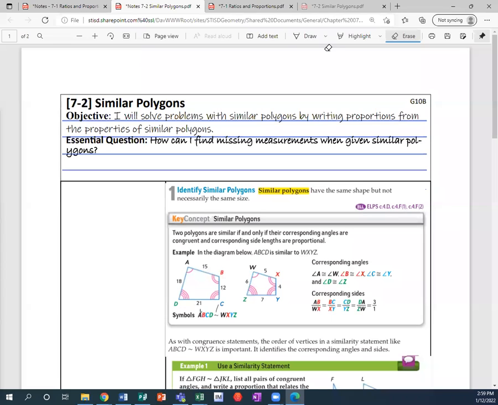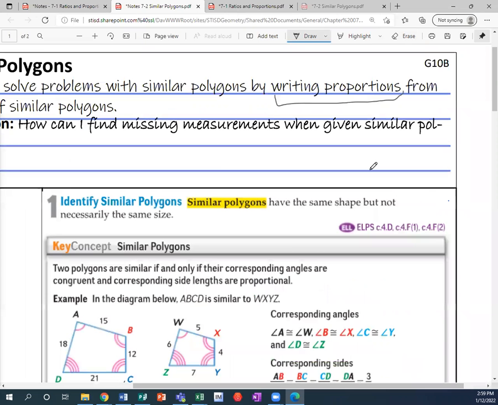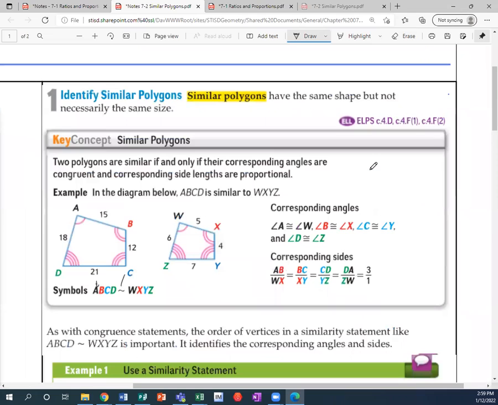So for section 7.2, we are going to be solving some problems with something called similar polygons, and we're going to be doing that by writing proportions. So basically, the exact same skill that we just saw, we're going to use in very specific contexts now when it comes to polygons. Remember that polygons are two-dimensional shapes. They've got straight edges. They're all enclosed, so there are no holes or gaps, and these sides don't cross over each other.